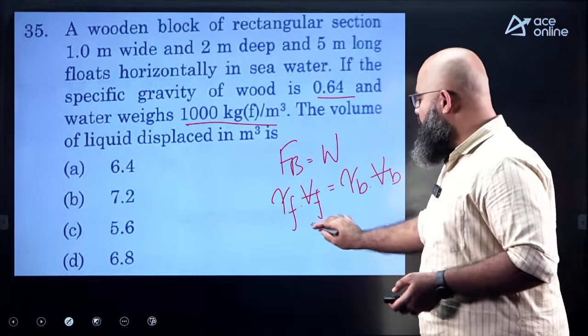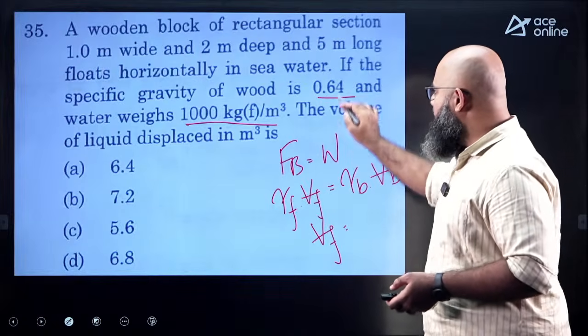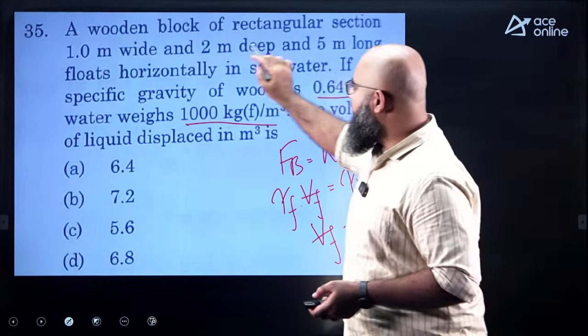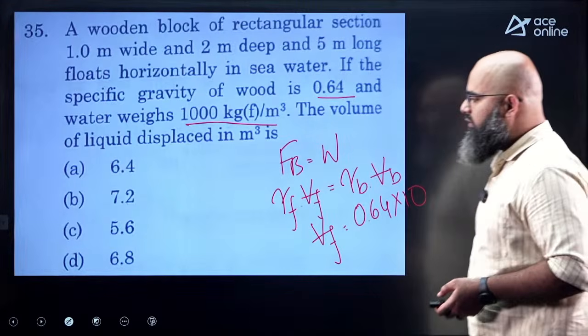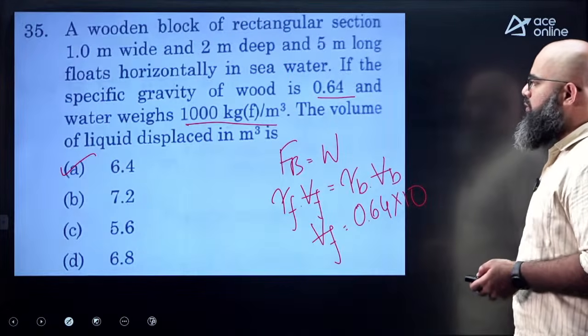Now if you see, volume of fluid from here will be equal to gamma of body by gamma of fluid, which is equal to 0.64, it is given to you, times volume of body, which is 5 times 2 times 1, that is 10. So therefore 0.64 times 10 will be equal to 6.4. The answer is option A, 6.4 meter cube.